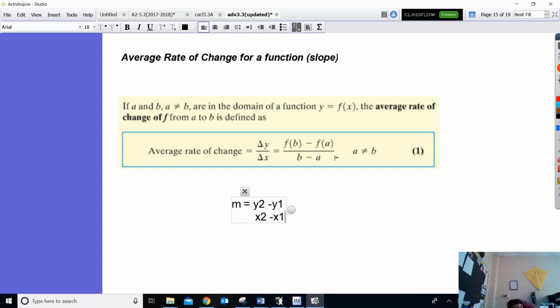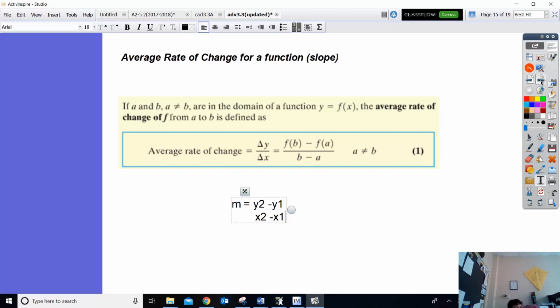That's the formula for slope. It's always been. And this is the same thing. It's just in function notation. And we're doing average rate of change here. If you see average rate of change, it's slope. Every one of you had a formula quiz. I didn't call it slope on that formula quiz. What did I call it? I called it average rate of change.